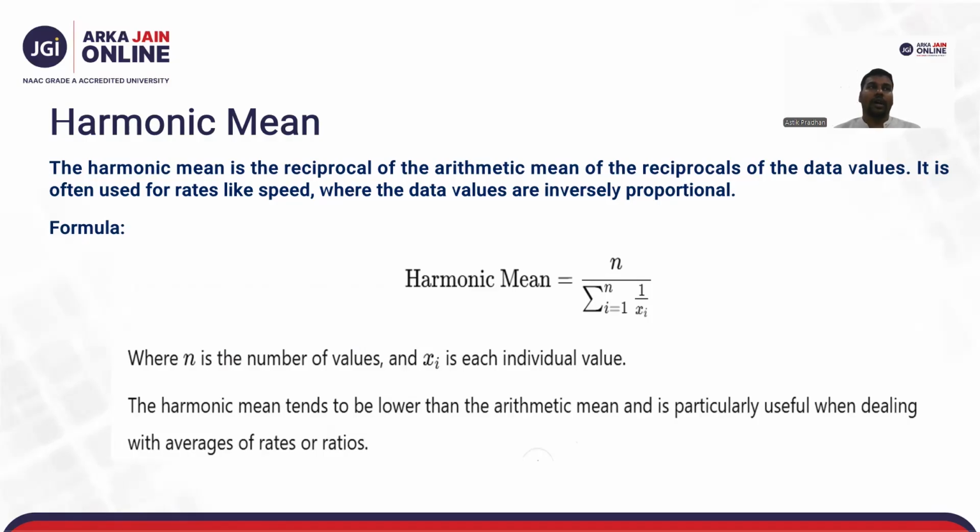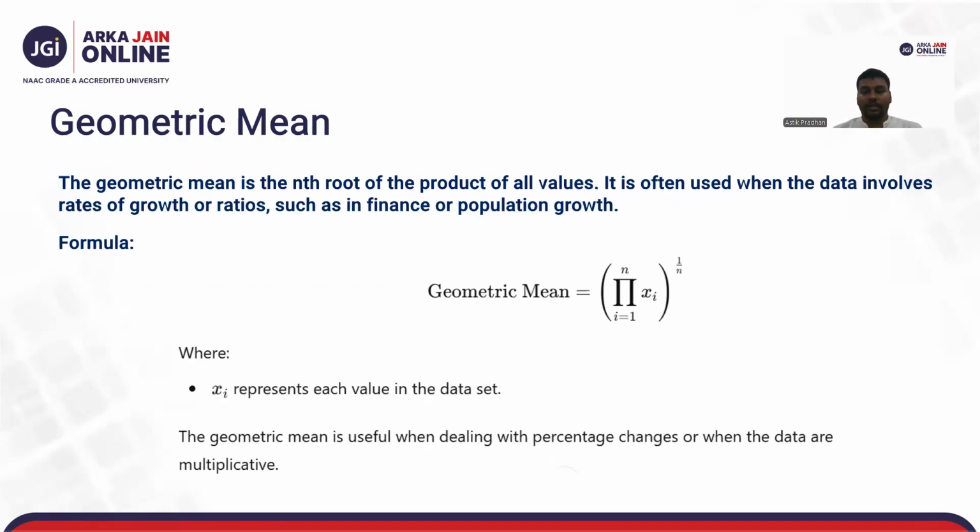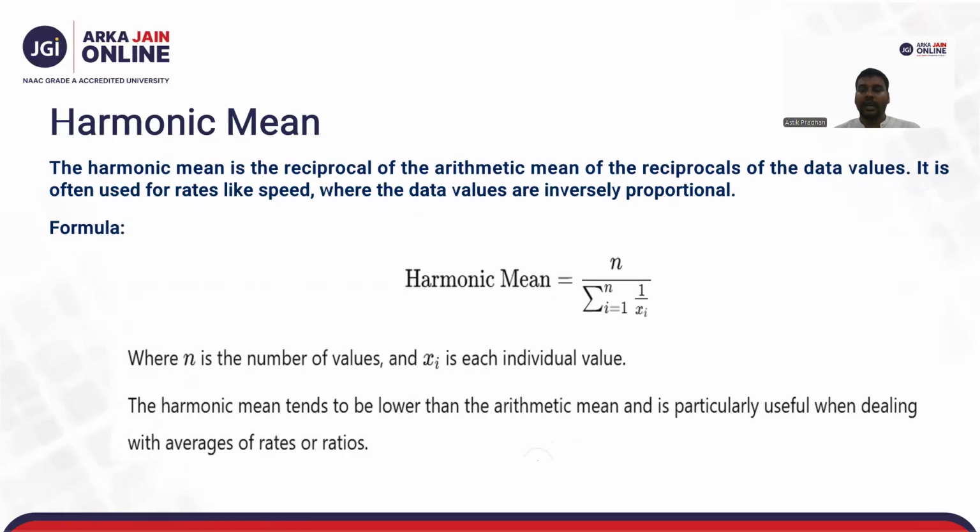In the previous case, when you are dealing with percentage values, or values which are multiplicative in nature, you use the geometric mean. But when you are dealing with the average of rates or ratios, in that case you use the harmonic mean.